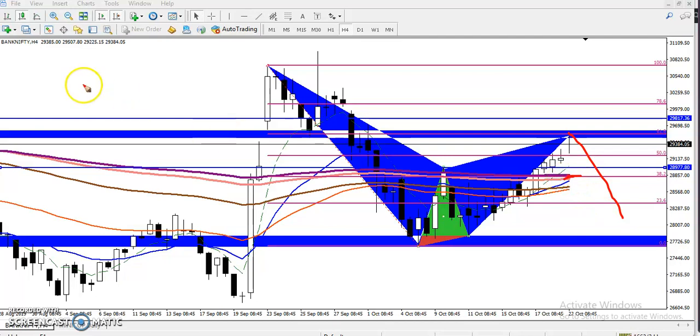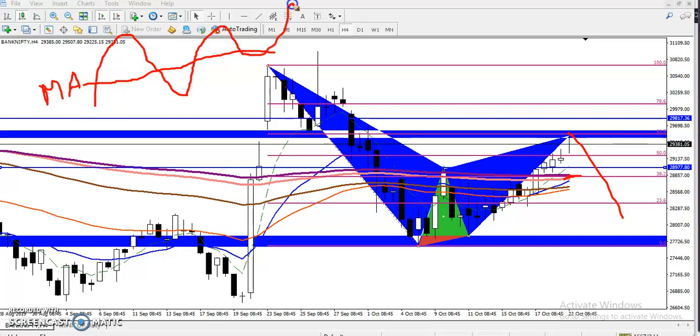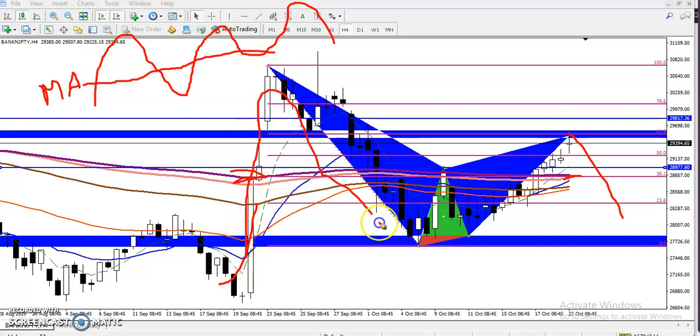Always remember the price is always running in between this moving average. Suppose it is MA, EMA, whatever. Price is always running like that, right? Similarly, we have seen here price is with the 200 MA. They're running like that, following that one. So we are expecting again price will push down toward this moving average.